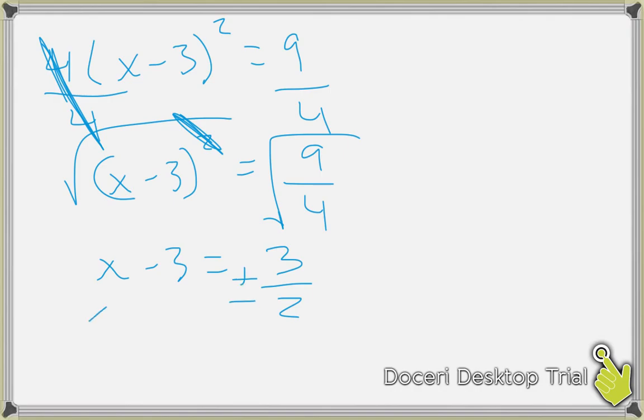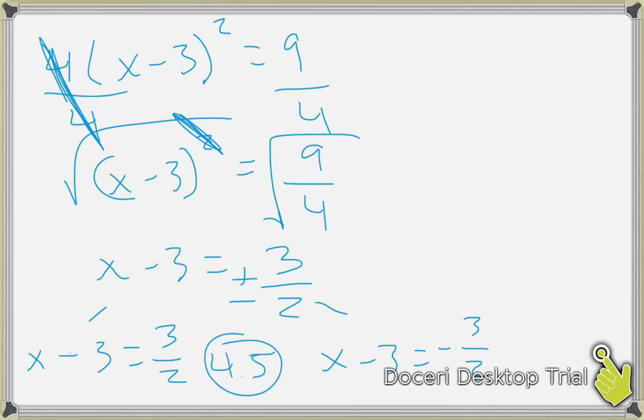Which means, again, I got to split it up. x minus 3 is equal to a positive 3 halves, or 1.5. And the other side is going to be x minus 3 is equal to a negative 3 halves, or a negative 1.5. What that does for us, we add 3 to both sides. We're going to end up with 4.5 over here. And if we add 3 over here, we're going to end up with 1.5 over here. So we've got those two solutions. That's a tricky one. Okay, so take your time, look through it, make sure you understand what we did.